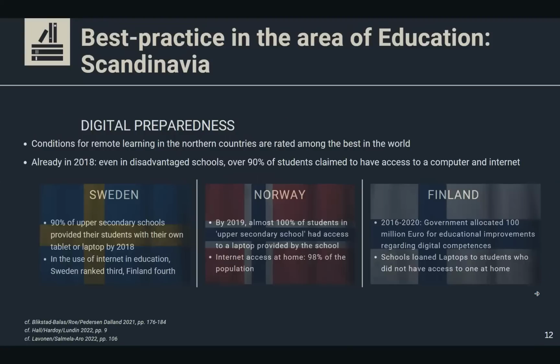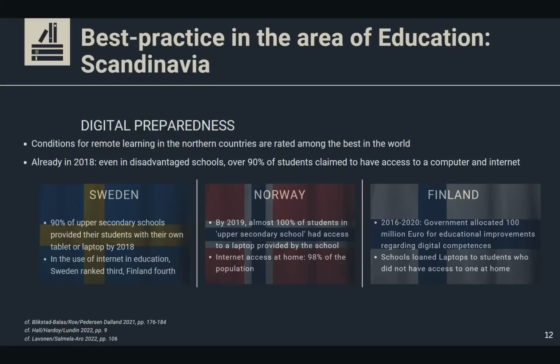As a best practice example, we picked the following Scandinavian countries. And this example shows how digital preparedness can not only allow but also simplify the transition to remote learning. First and foremost, the conditions for remote learning in the northern countries are rated among the best in the world. Already in 2018, even in disadvantaged schools, over 90% of students claimed to have access to a computer and a stable internet connection.